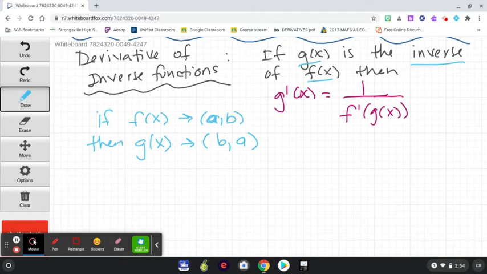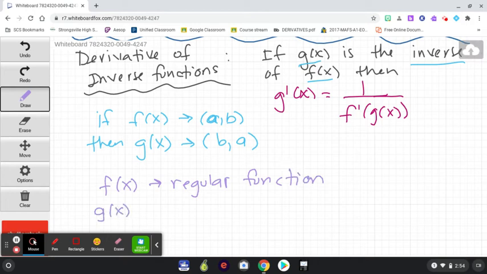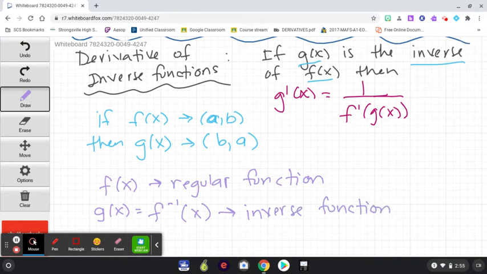And the other thing that I want to share with you is the notation. So sometimes they will define g of x as the inverse of f. So if f is the regular function, we'll say, sometimes they'll say that g of x is the inverse, and sometimes they'll say that this notation, this f to the negative 1 of x, that's also inverse notation. That would be the inverse function.